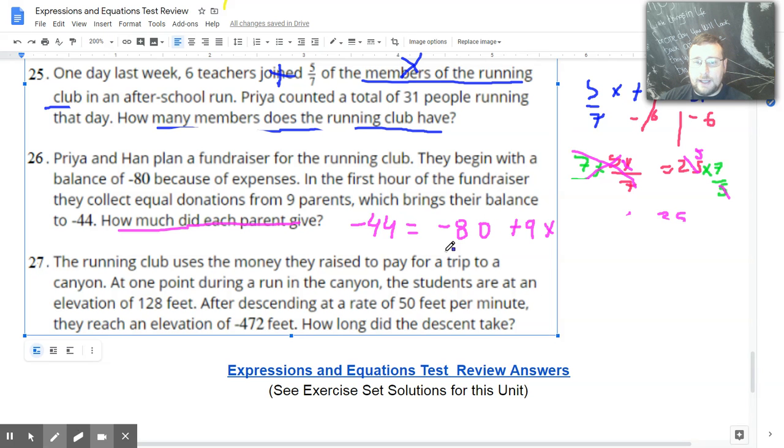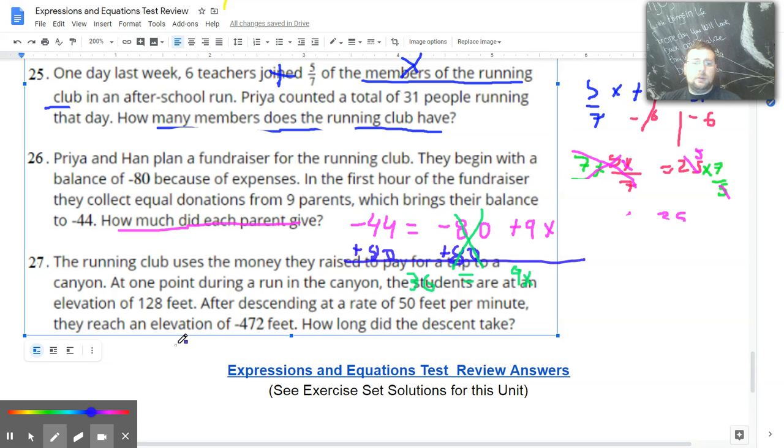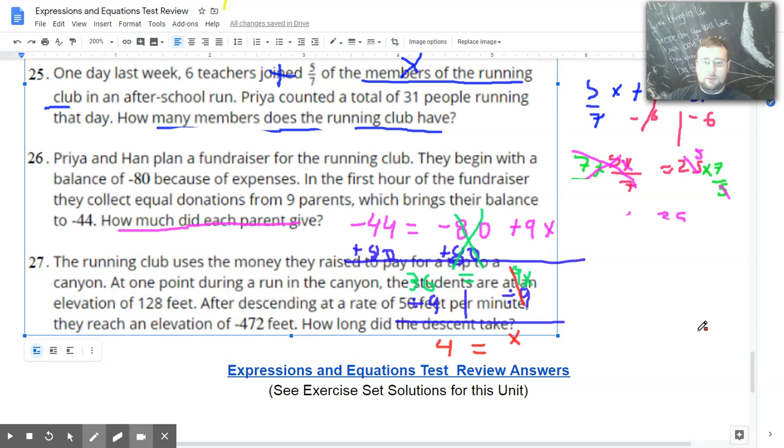And we would start by handling this negative 80 by adding 80 to both sides, right? And if you add 80 to both sides, you're going to get rid of your 80, and then you can just calculate if you have to, but 80 plus negative 44, you're going to find the difference and end up with the sign of the biggest, which is 80. So the answer is going to be 36. And so 9x is 36 is what you have left. And then, of course, I have to divide both sides by 9 to get rid of that 9 on that side. And when you do that, the 9s cancel out, and then you get 36 divided by 9, which is 4. So you get $4 given by each parent to solve that problem.